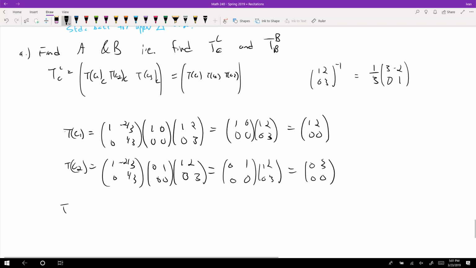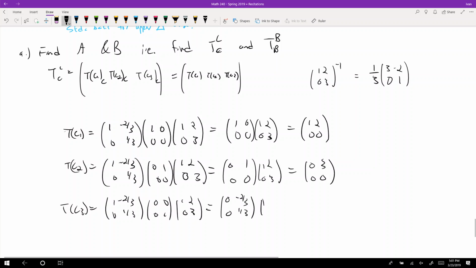Okay, T of C3 is equal to [1, -2/3; 0, 1/3] times [0, 0; 0, 1] times [1, 2; 0, 3]. And so the first multiplication is [0, -2/3; 0, 1/3] times [1, 2; 0, 3]. And so that gets us [0, -2; 0, 1].